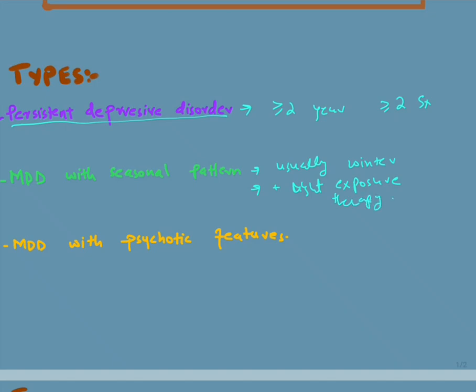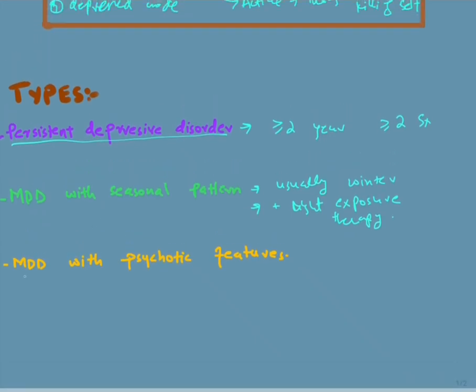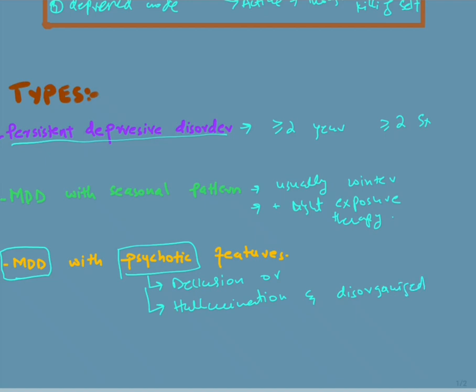Then we have major depressive disorder with psychotic features. We have the major depressive symptoms, and in addition we will have psychotic symptoms. What are the psychotic symptoms? These include delusions, which are fixed beliefs that no one can change, hallucinations, and disorganized thoughts. Major depressive disorder with psychotic features should be differentiated from schizoaffective disorder.